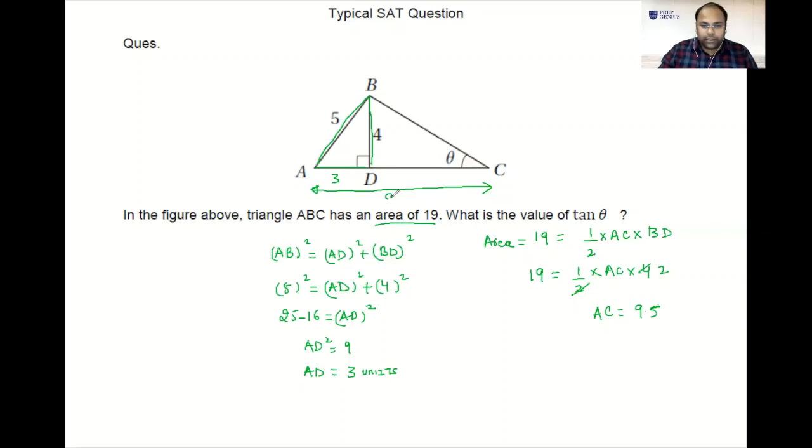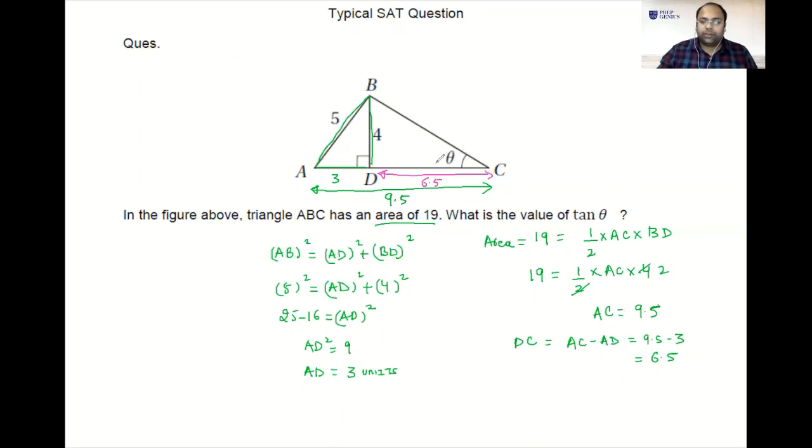So this total is 9.5. This AD is 3, so DC is AC minus AD, which is equal to 9.5 minus 3, which is equal to 6.5. So you got DC equal to 6.5.